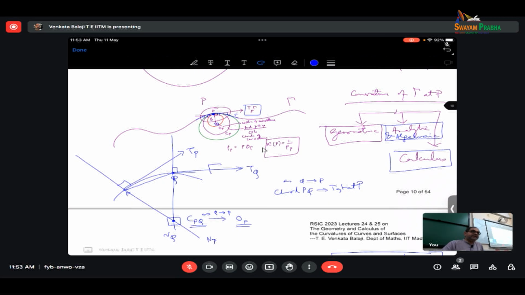Kappa of p, because it's a function of the point on the curve. Okay, you have to understand that, right? Then there's one more thing I will tell you about, which is analytic. It's kind of analytic and algebraic at the same time. Why is it analytic and algebraic?